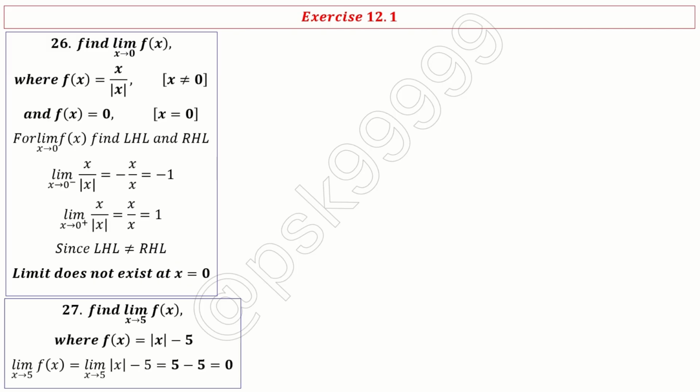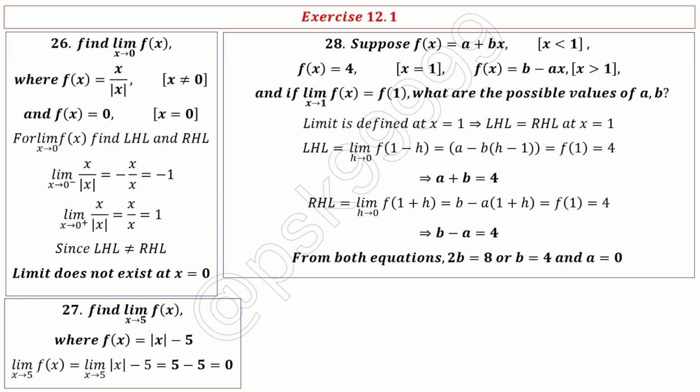Okay. Next. Find limit x tends to 5 f of x, where f of x is equal to absolute x minus 5. Okay, there is no condition. So you just apply directly. F of x is nothing but 5 minus 5, which is 0. Okay, so the limit value is 0.